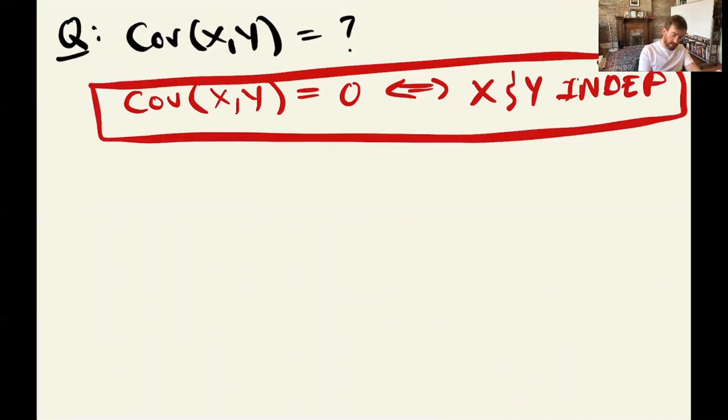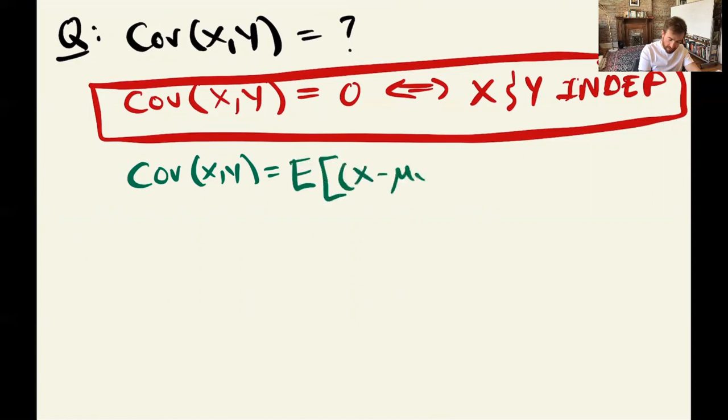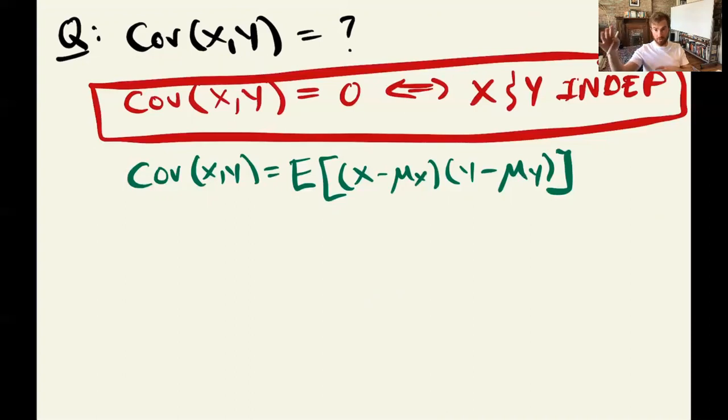Well, let's go ahead and work out some more general math here. So remember that the covariance of x and y is equal to the variance of, or sorry, it's the expectation of x minus the mean of x times y minus the mean of y. Now the reason why we study covariance is because we want to see actually if certain values tend to be correlated.